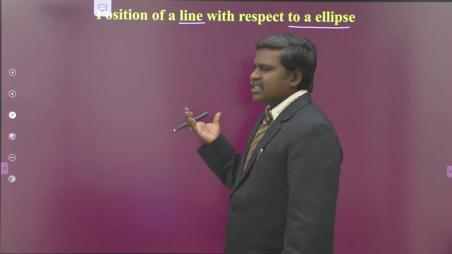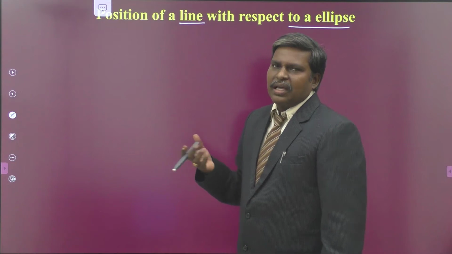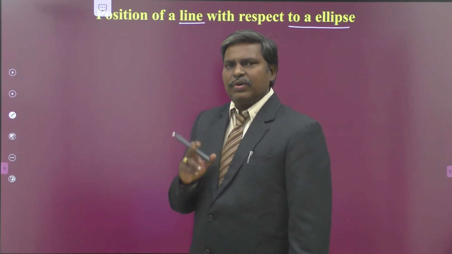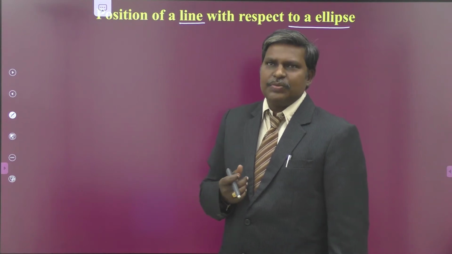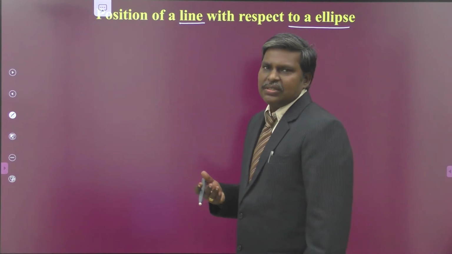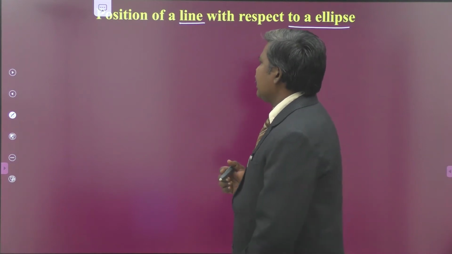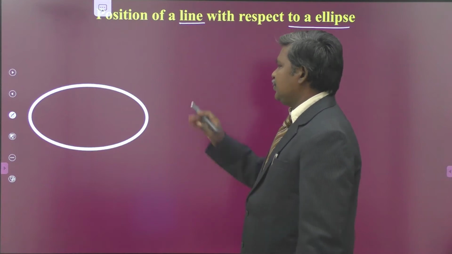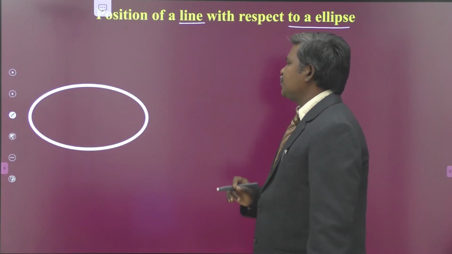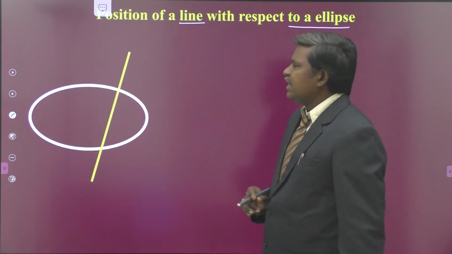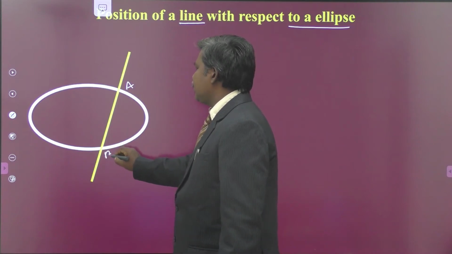The line may intersect the ellipse at two real and distinct points, or the line may touch the ellipse at only one point, or the line may be completely outside the ellipse. These are the possibilities for a line and an ellipse in a plane. Let us see the diagram. This is the ellipse. We are looking at the first position. This line intersects the ellipse at two distinct points. This is one of the possibilities.